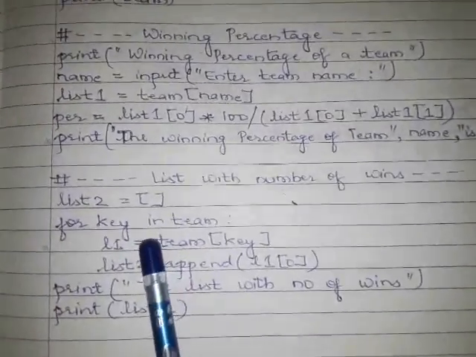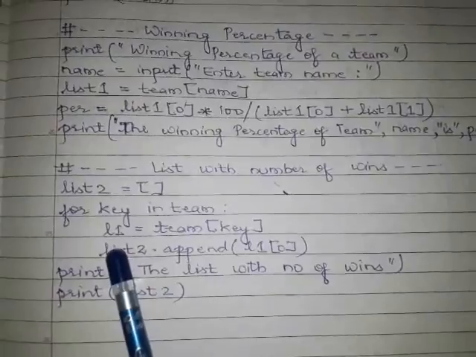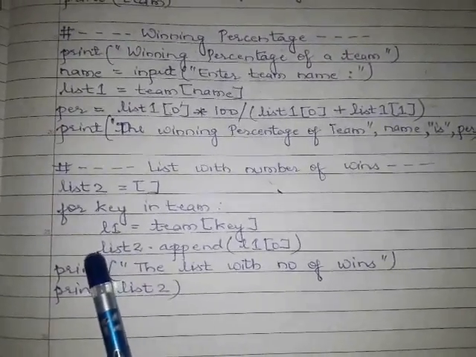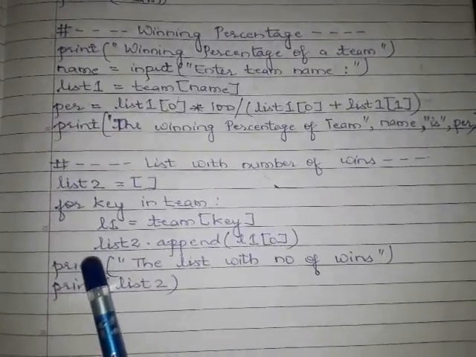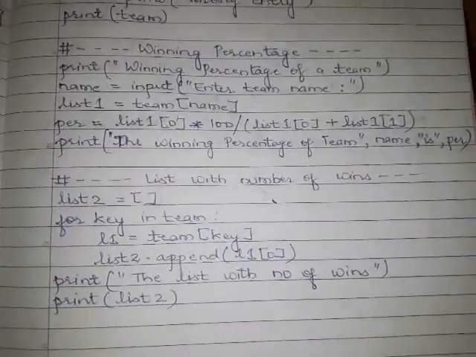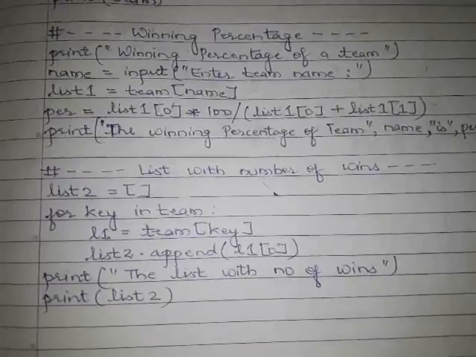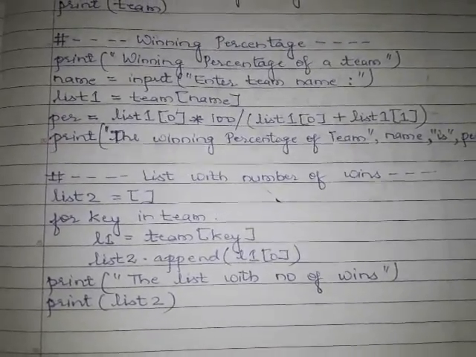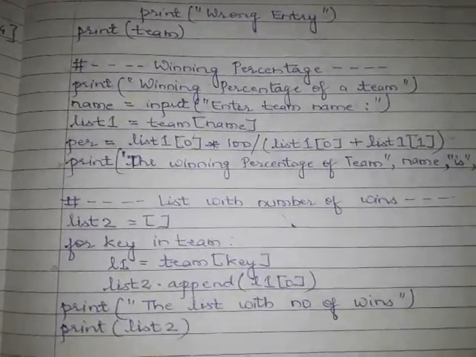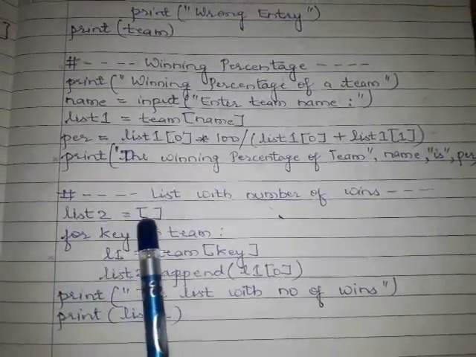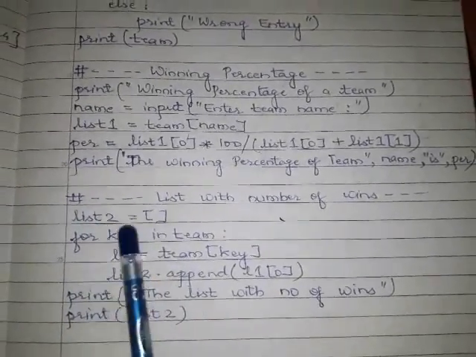Now our second question arises: using the dictionary, create a list whose entries are the number of wins of each team. So you have to create a list from the dictionary which consists of the values of wins only, not the losses. First of all, we have to create an empty list. This is the way to create an empty list.